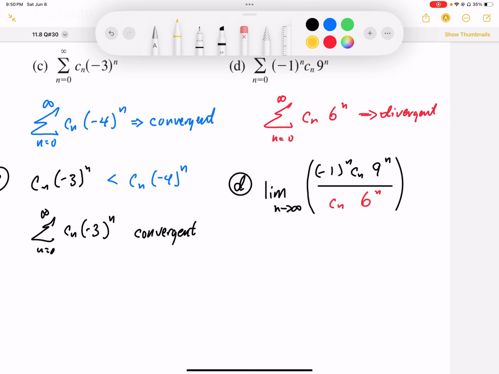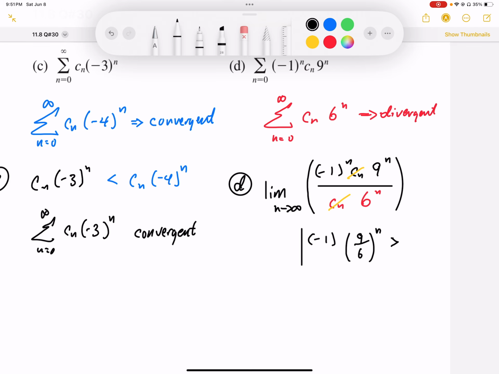When I do the limit, these terms are going to cancel out, and I'm going to get an alternating series. So what I end up with is (-1)^n times (9 over 6)^n. And this is going to be infinite.